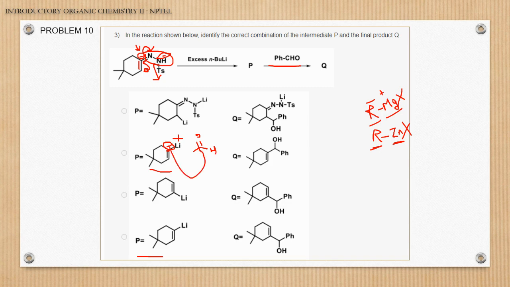Negative charge will attack onto your carbonyl carbon, right? Leaving you to formation of alcohol. So now, if it is the case, then what will happen? Which alcohol is going to be formed? So which will be the correct option for this question?